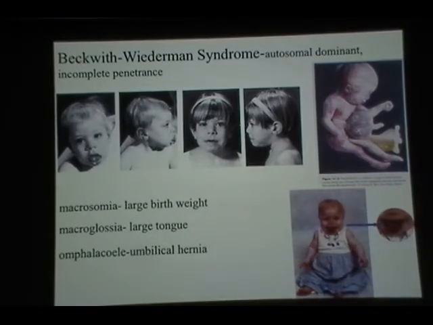Beckwith-Wiedemann syndrome is autosomal dominant with incomplete penetrance, so you may inherit it, but the degree of the syndrome may vary between individuals. Macrosomia, there can be a very large birth weight. Macroglossia, a very large tongue. If the tongue is very large, what can that impinge on? Breathing, eating, and the formation of the palate. If the tongue is very large, it can't get out of the way of the palatal shelves.